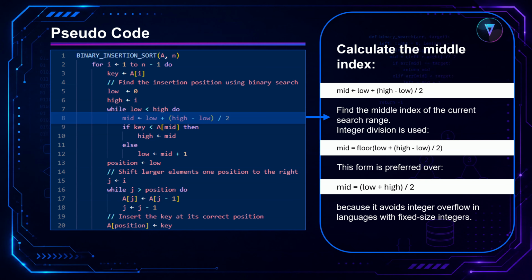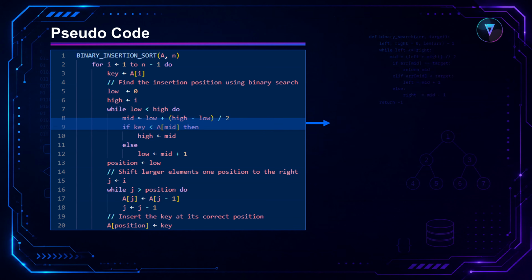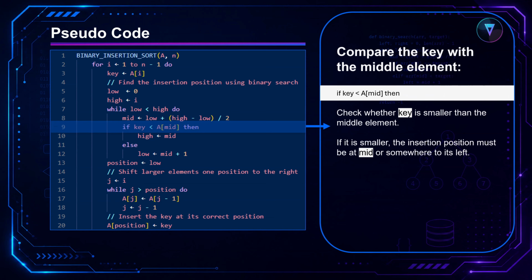Can you give me a quick example? If low is 0 and high is 3, half the distance is 1. Therefore, mid becomes 1. Why not just add low and high and divide the result by 2? That formula also finds the middle. However, the version used in the pseudocode avoids possible integer overflow in programming languages that use fixed-size integers.